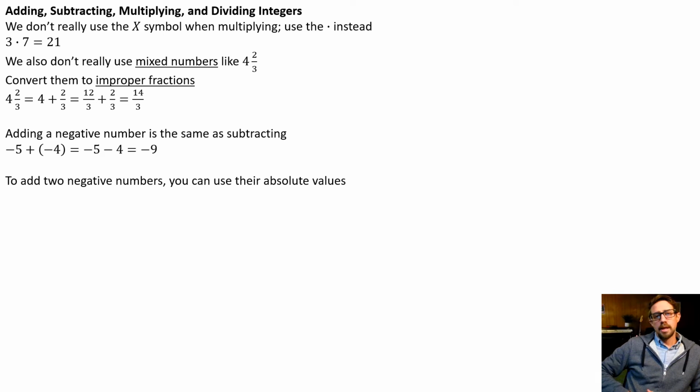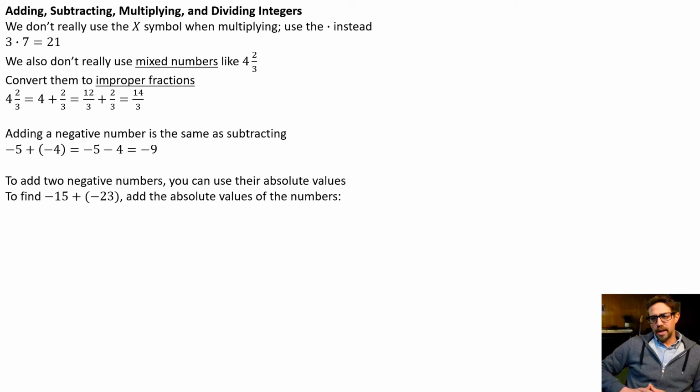So if it's not as simple as that, what did you do? It's instructive to think about what you really did in your head when you did -5 minus 4. Really, in your head, you did 5 plus 4, and then you just made it negative, right? So it's like you're doing that anyway. So here's what you're really doing: you're using their absolute values.